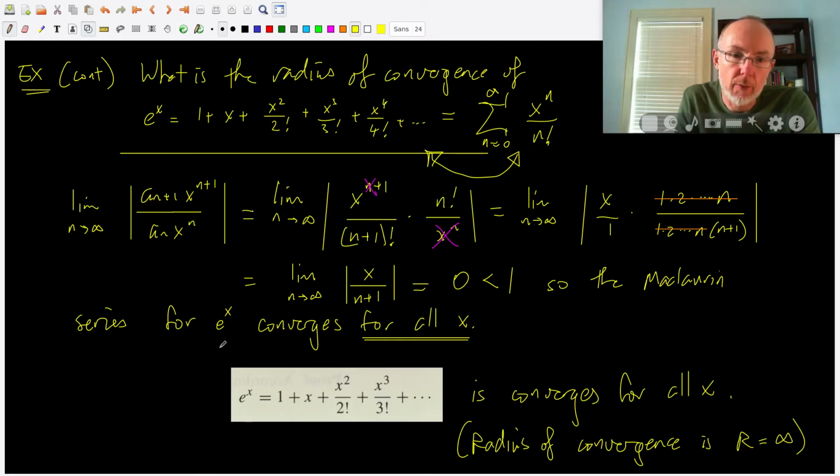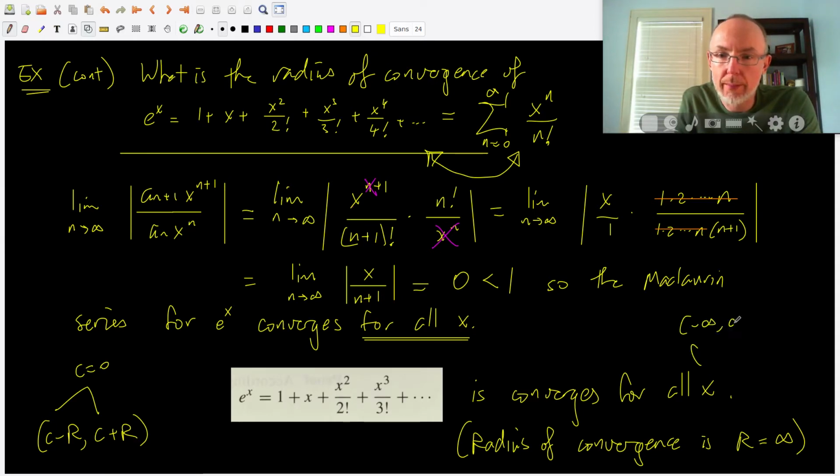Right? Our radius of convergence, this is a power series, so it always converges in the interval c minus r to c plus r. The center in this case was 0, and so our interval of convergence is all x, which is minus infinity to infinity. And so we take r to be infinity, and that gives us our radius of convergence. Let's look at another example.